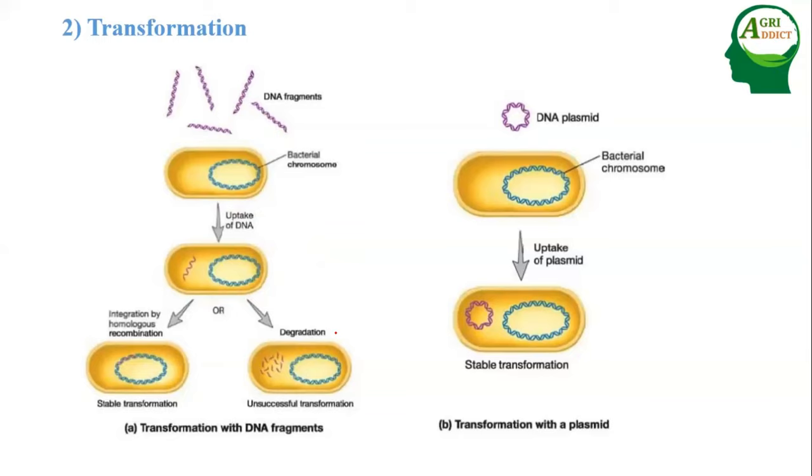So then we can go for this plasmid. We can also use plasmid as a vector for bringing about the recombination. So we can insert this plasmid into the bacterial chromosome and bring about the stable transformation. So transformation is all about using DNA fragments or plasmid as a genetic source to bring about the genetic recombination. Now it's time for the question and answer.